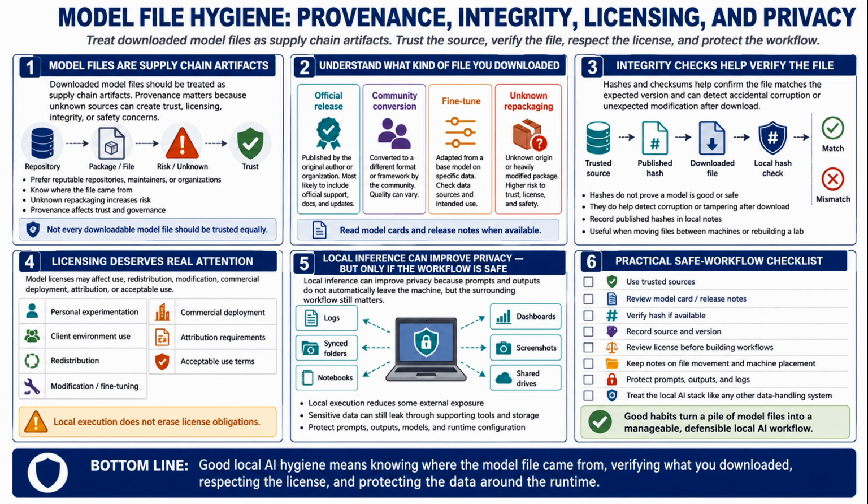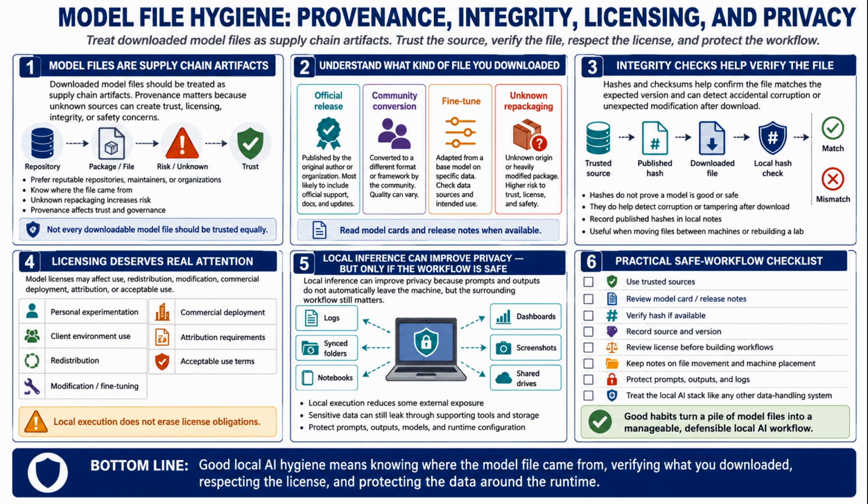Downloaded model files should be treated as supply chain artifacts. Provenance matters because unknown sources can create trust, licensing, integrity, or safety concerns. Prefer model files from reputable repositories, maintainers, or organizations. Read model cards and release notes when they are available. Understand whether the file is an official release, a community conversion, a fine-tune, or an unknown repackaging.